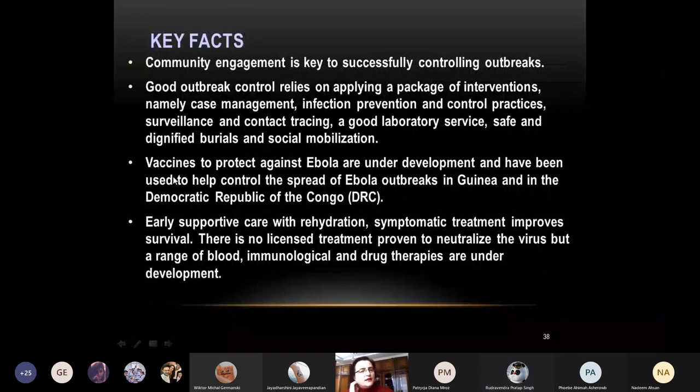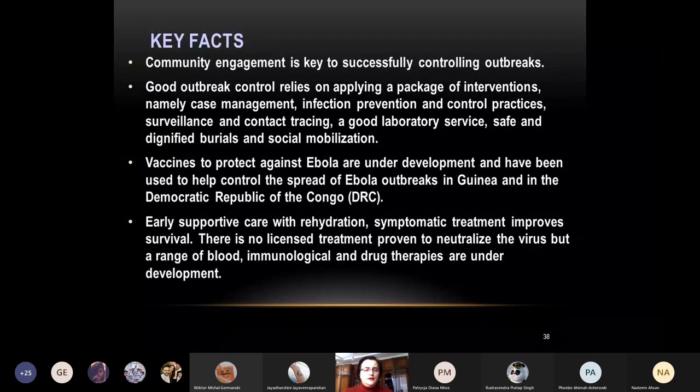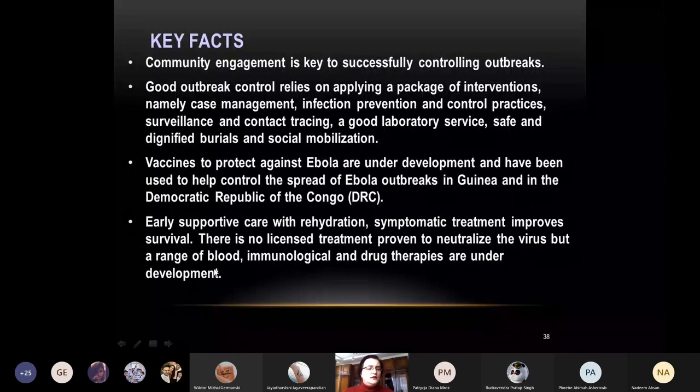Vaccines to protect against Ebola are under development and have been used to help control the spread of Ebola outbreaks in Guinea and in the Democratic Republic of the Congo. Early supportive care with rehydration and symptomatic treatment improves survival. There is no licensed treatment proven to neutralize the virus, but a range of blood, immunological and drug therapies are under development.